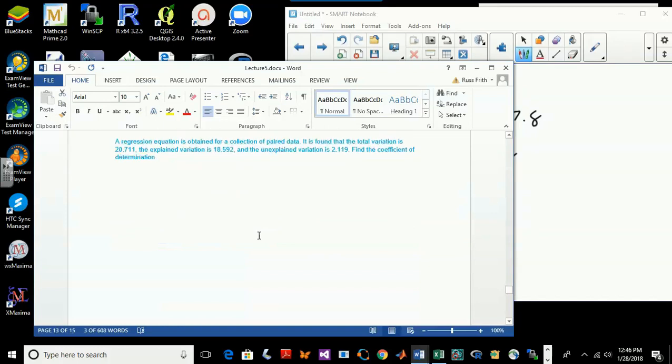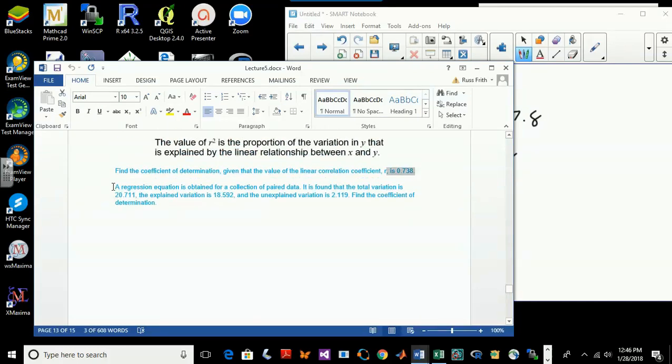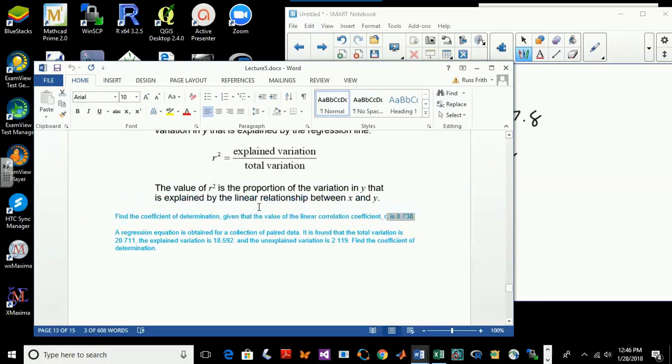Okay, so the last example for this lecture is a regression equation is obtained for a collection of paired data. It's found that the total variation is this, the explained variation is this, and the unexplained variation is 2. Okay, so find the coefficient of determination. So the coefficient of determination would be the explained variation, 18.592, divided by the total variation. Okay, so that takes care of that.